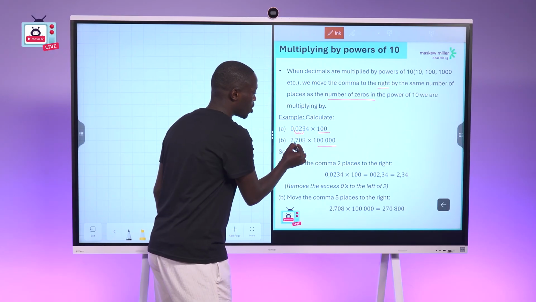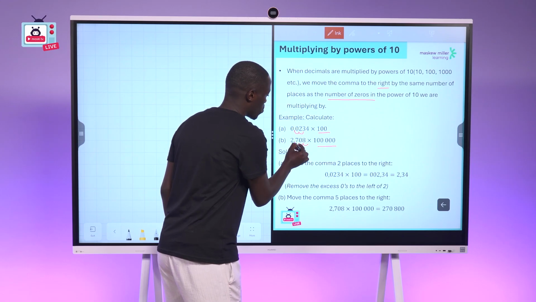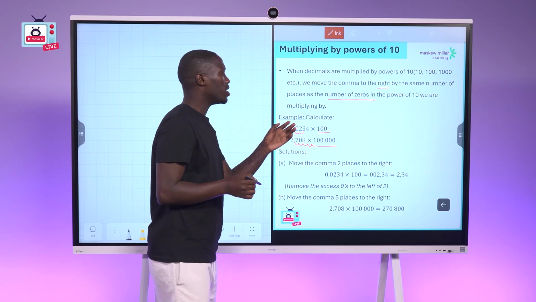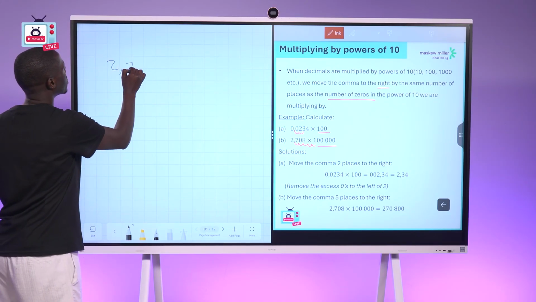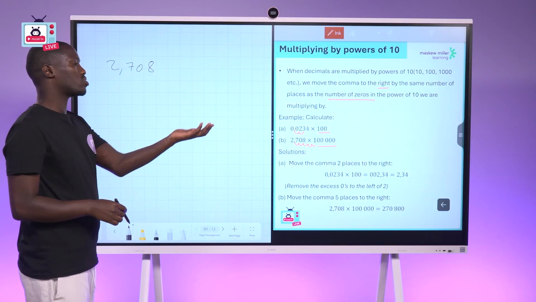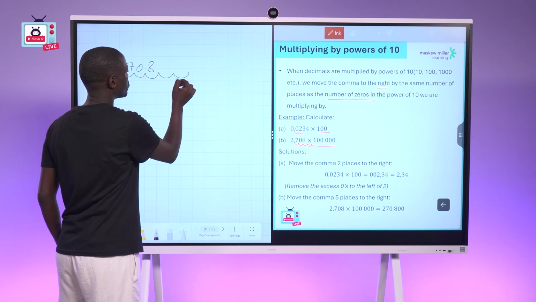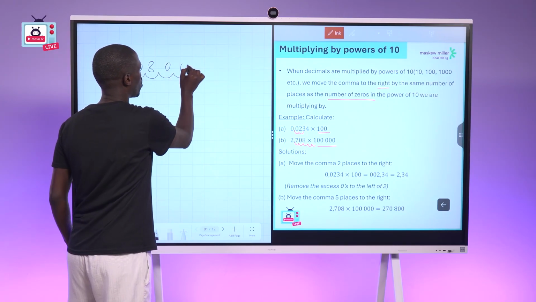So that means I'll move my comma 5 units to the right. It's 1, 2, 3, 4, 5. But now it moves to the extent that I had 2,708. Now I need to move that 5 units to the right. It will be 1, 2, 3, 4, 5. But I have nothing there. That means we can add it with a 0 there.